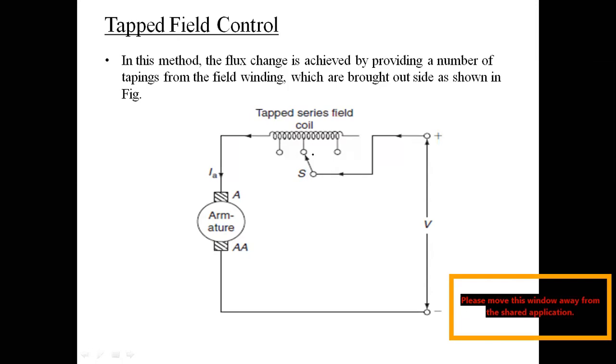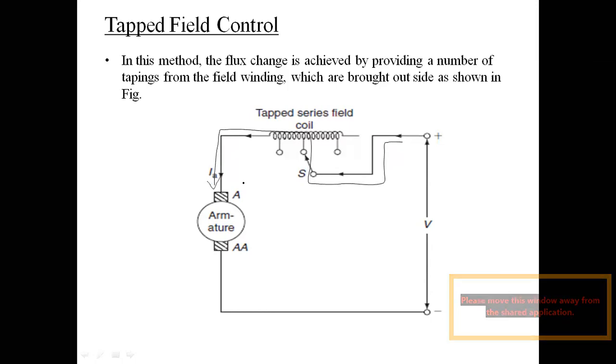So if from this figure, the S point has been connected to the middle of your coil, then the current which was going through the whole coil now goes in this direction and path. So here you are going to include this much amount of coil to the armature. So the current depends upon the resistive value of this coil.